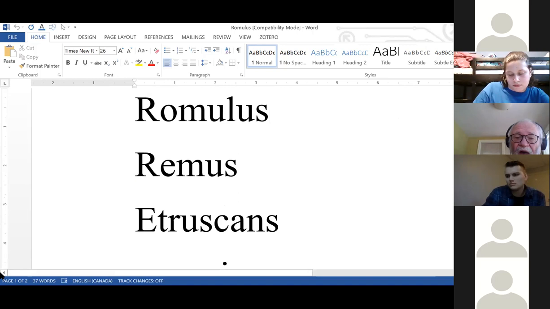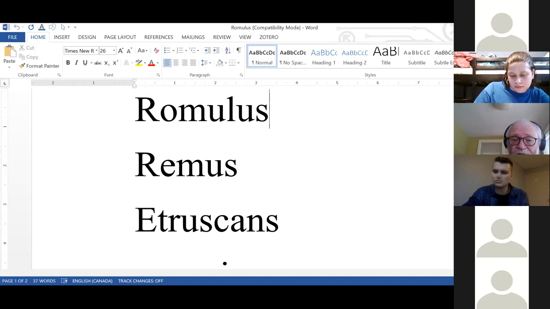Romulus founded the city of Rome in 753. He had a brother whose name was Remus. So Romulus and Remus are there at the beginning. And in a way, it's a very similar story to the story in the Bible, Cain and Abel, because Romulus killed Remus at the beginning of the history of Rome. This was fratricide. These two brothers became rivals and one killed the other.